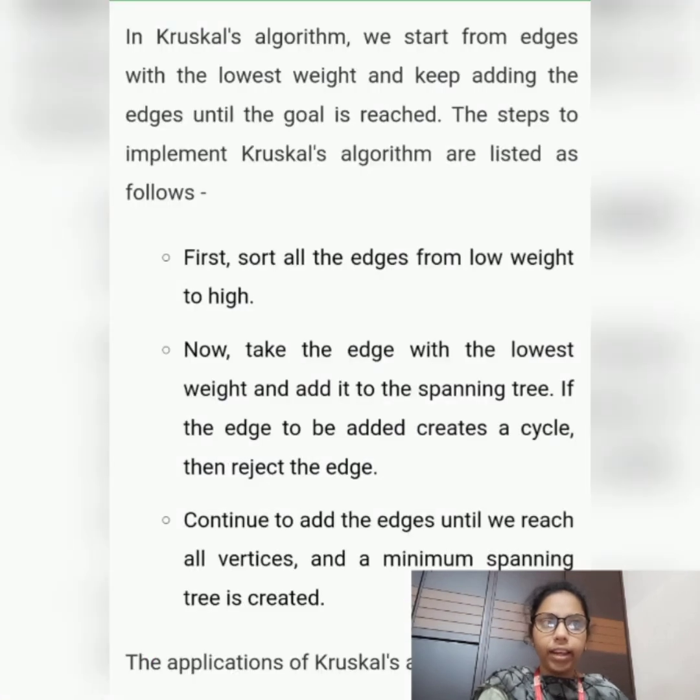But how does Kruskal's algorithm work? Let us see. In Kruskal's algorithm, we start from edges with the lowest weight and keep adding the edges until the goal is reached. The steps are as follows. First, sort all the edges from low weight to high. Now, take the edge with the lowest weight and add it to the spanning tree. If the edge forms a cycle, then reject that edge. Continue to add the edges until we reach all vertices and a minimum spanning tree is created.